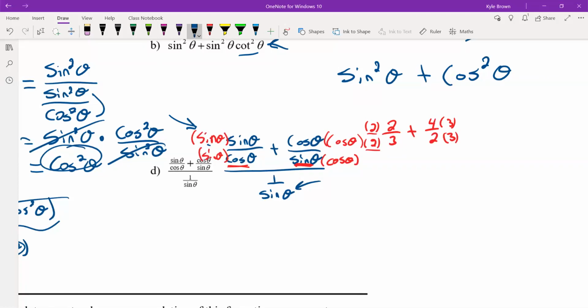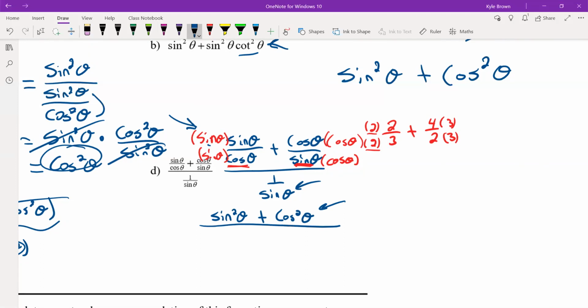Now I've got sine theta times sine theta. That's the same thing as sine squared theta, plus cos theta times cos theta. That's the same thing as cos squared theta. I'm always keeping an eye out for that, by the way. Sine squared theta plus cos squared theta, that's 1. So that's a good sign.